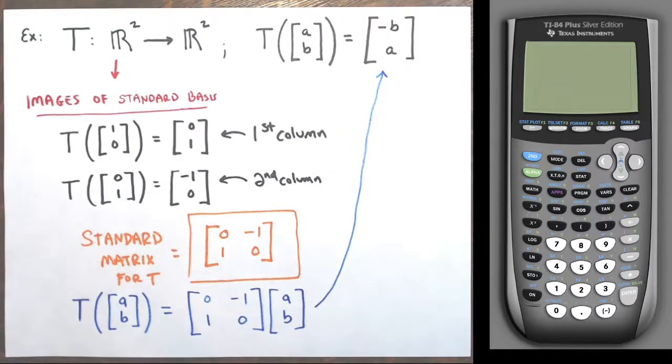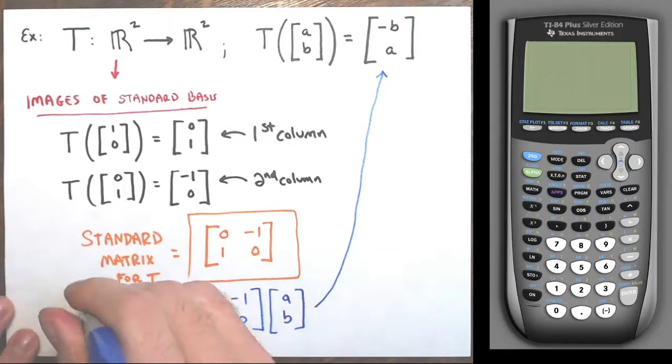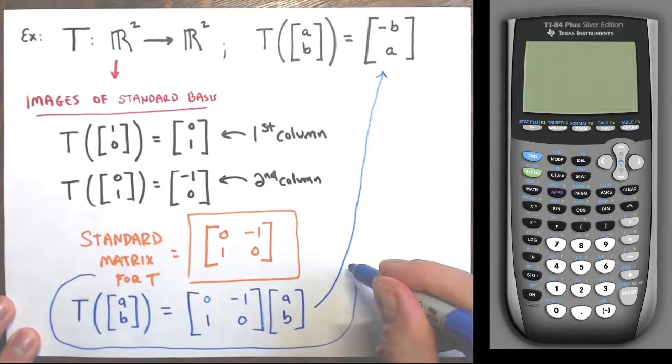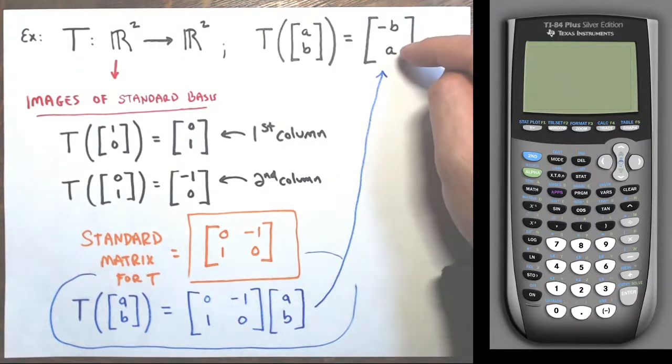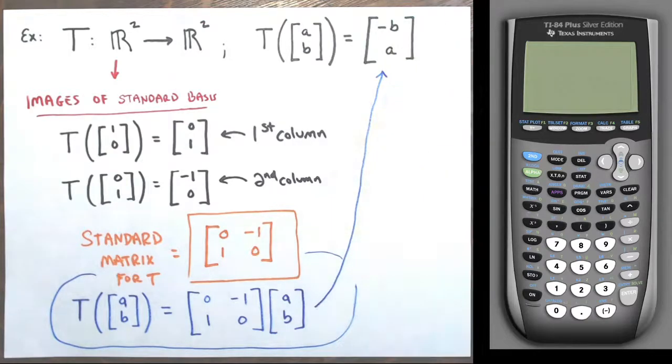And yes, it is. You'd have negative B for the first row, and you'd have a plus 0 or just A for the second row. It works. All right, so if you wanted some outputs, what's the value of T at (2, 5)? Replace A with 2 and B with 5 here. You could multiply this matrix by the vector (2, 5), or, this is a really simple one again, it would just be (negative 5, 2), wouldn't it?